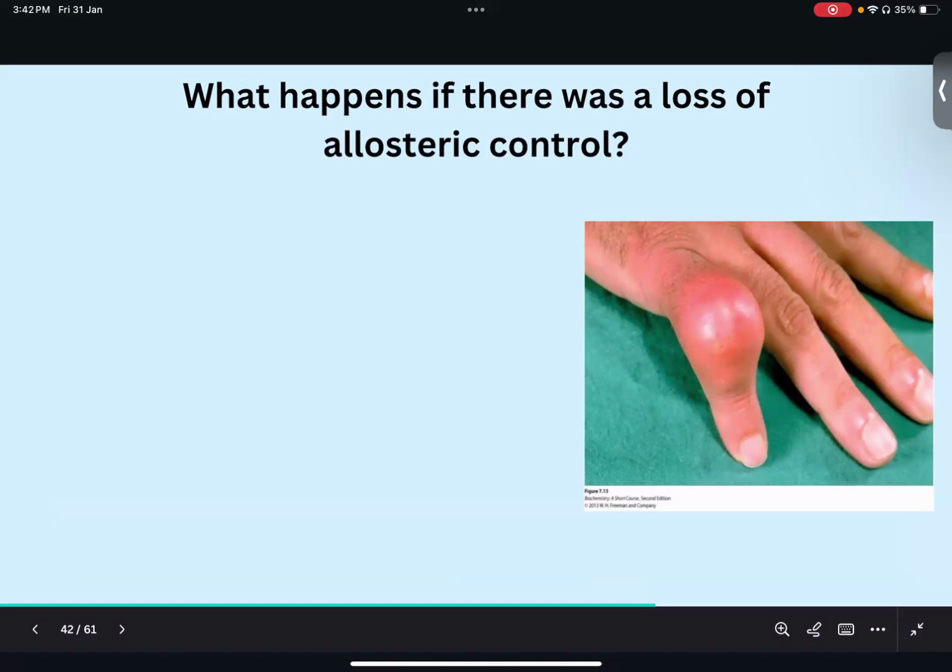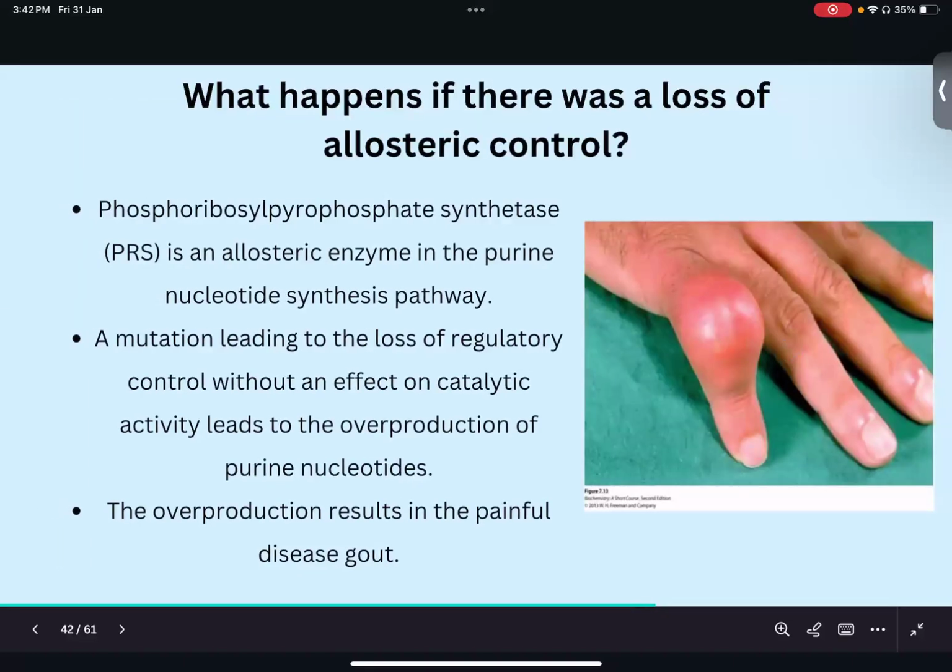So we regulate the allosteric enzyme by negative and positive regulation. What happens if we lose the allosteric regulation? So this is a patient with gout. Here we have the enzyme called phosphoribosyl pyrophosphate synthetase, which is an allosteric enzyme that is mutated. So when this allosteric enzyme is mutated, it is not regulated. This enzyme is part of the purine nucleotide synthesis pathway. When it is mutated and we have a loss of allosteric regulation, it will keep on producing purine nucleotides, causing the overproduction of nucleotides, which will eventually cause gout.